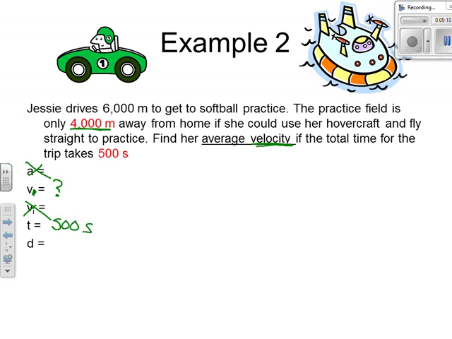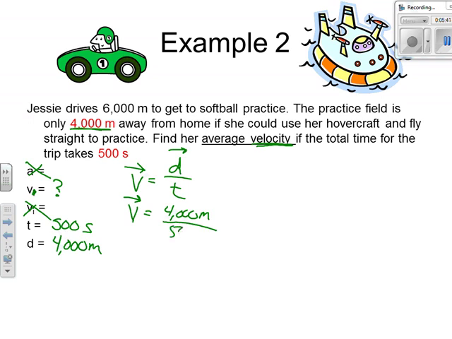So Mr. Ben is identifying all the things that are given to us. We don't have an acceleration. We're looking for a velocity, and our displacement was 4,000 meters, and our time was 500 seconds. So he's picked an equation that has a v and a d and a t in it, of course, all with those vector arrows. So we're solving for velocity, displacement over time. He's substituting 4,000 meters in for the displacement, 500 seconds for the time.